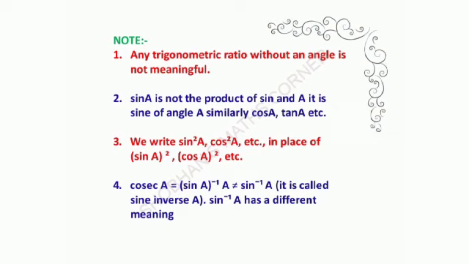But if you see this one, cosec A is sin A whole to the power of minus 1. Usually whole to the power of minus 1 means 1 by sin A, which means cosec A is the reciprocal of sin A, we know that.